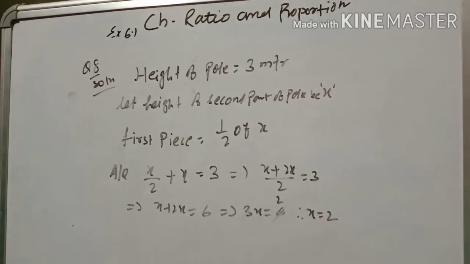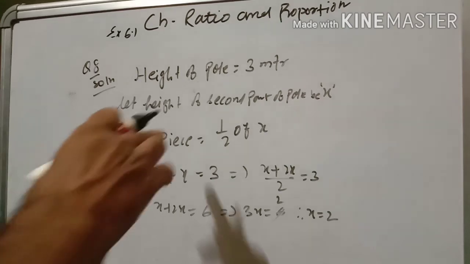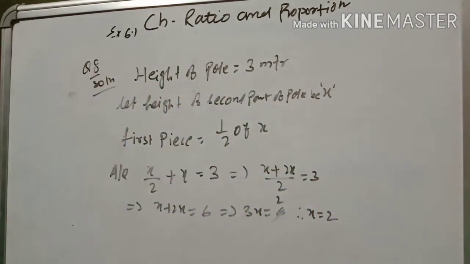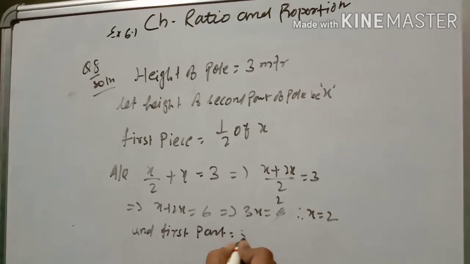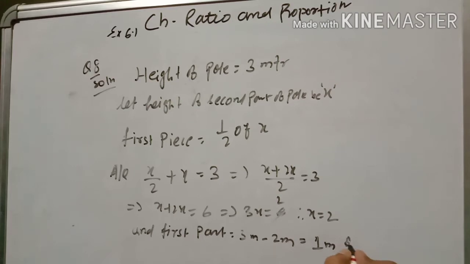X equal to 2. So x we have taken as the second part. Therefore first part will be total minus 2. What is our total? Total is 3 meter. So 3 meter minus 2 meter equal to 1 meter. Answer, 1 meter. Write down please.